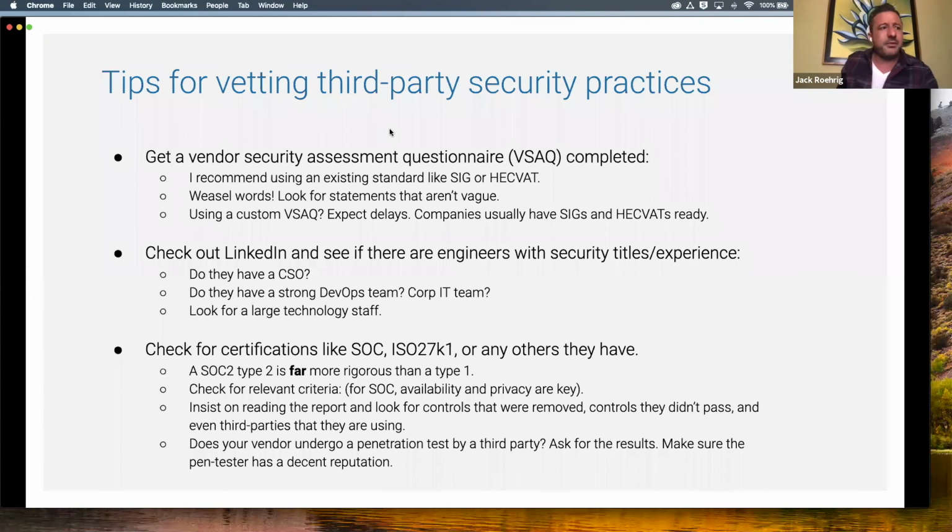I don't even have one. I don't care. I just want to see them use a known standard. If they filled it out, then they're paying attention to security, even if their answers aren't very good. But that depends on the sensitivity of the data that they're processing for me, because if they're processing my student submissions, that's not going to fly.